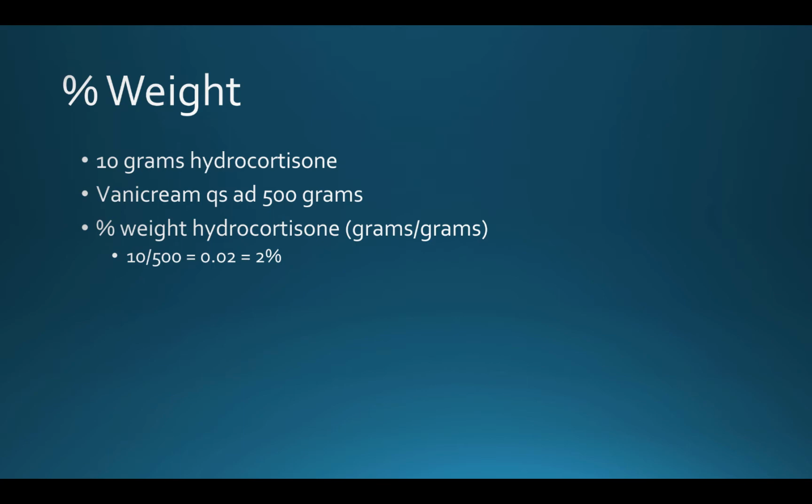Percent weight is kind of the same thing. So let's say you've got 10 grams of hydrocortisone and you're doing this with Vanicream. To get a total quantity, you want to dispense 500 grams. So you look at what we've got, grams per gram. We've got 10 divided by 500, and that's going to be 0.02, which is equal to 2%.